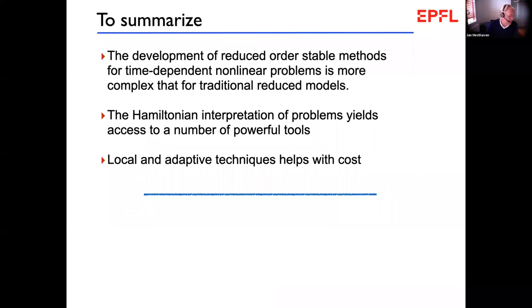So just to summarize, and I think I'm pretty much on time here. Development of reduced order models for time-dependent problems is more complicated than for more traditional problems. Focusing on Hamiltonian problems gives you a lot of structure that you can use. Many of the problems that we care about can be written as Hamiltonian problems, certainly with the general Poisson operator. And this opens up for perhaps coming up with very robust and accurate reduced order models for, let's say, Euler equations and other types of equations.